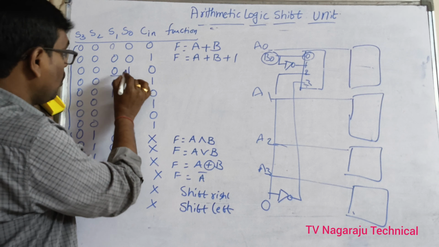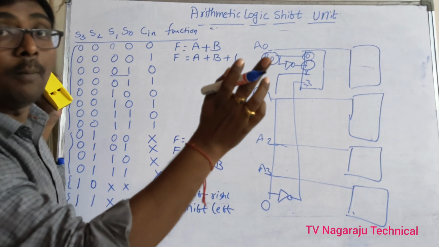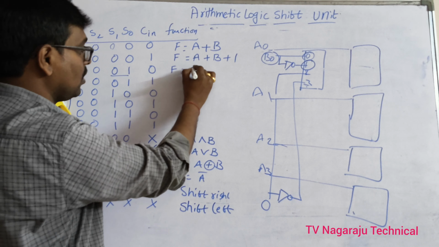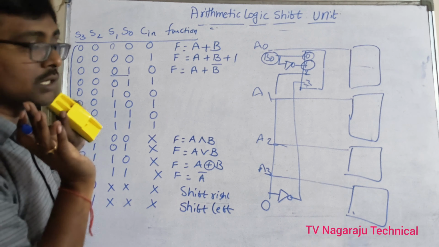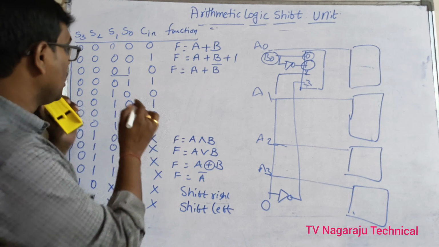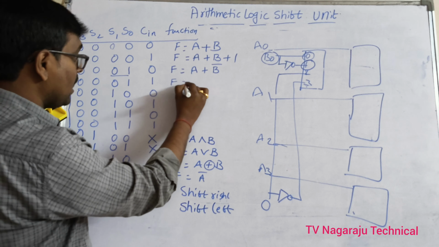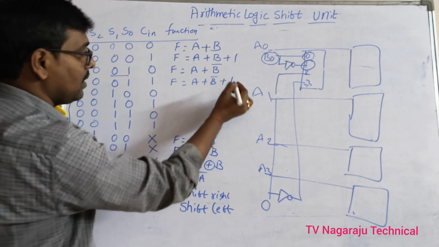Now 0, 1. 0, 1 means this input is selected. What is this one? B complement. So F is equal to A plus B complement. Always A is fixed. Why? A is directly connected to the full adder. Only B's values are changed. Now considering the carry, F is equal to A plus B complement plus 1.